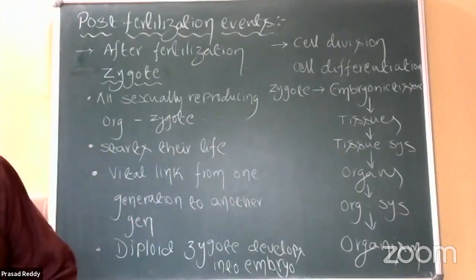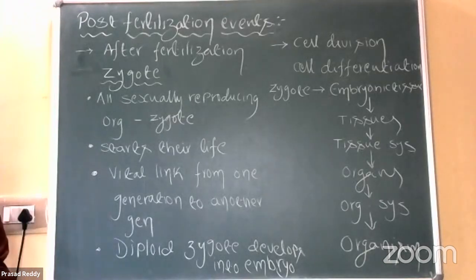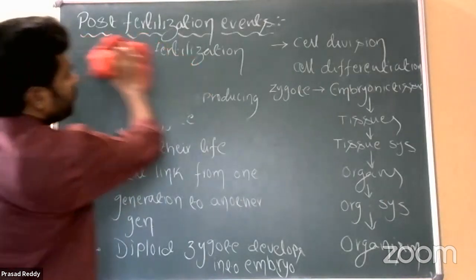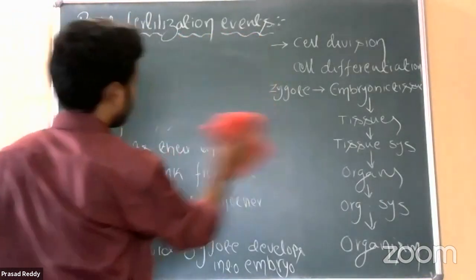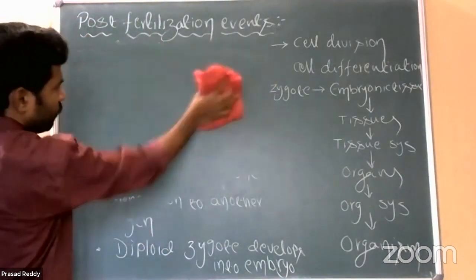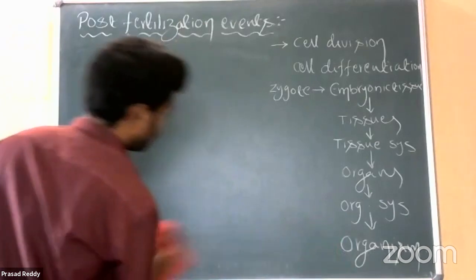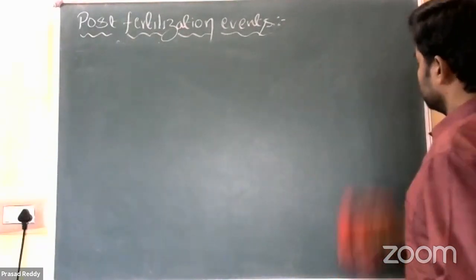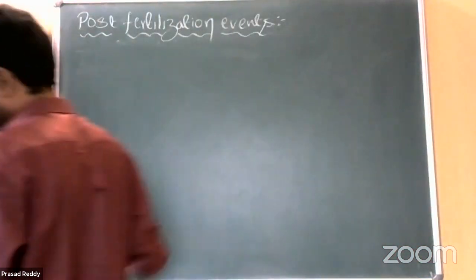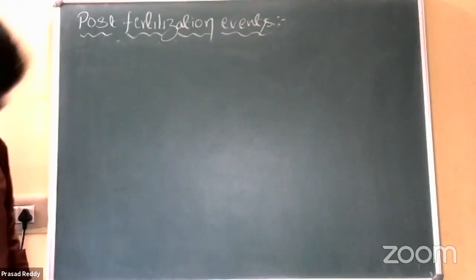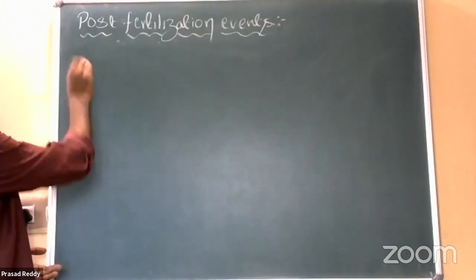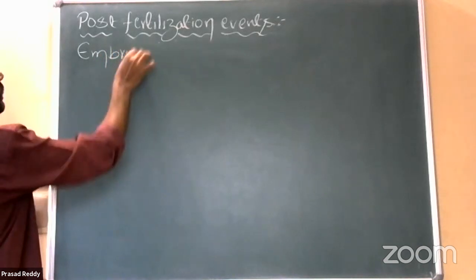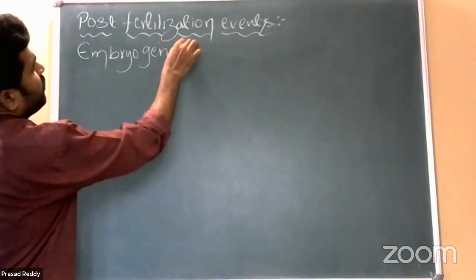Then now come to embryogenesis. So what is embryogenesis? Gradually a zygote develops into embryo. The process of development of embryo from the zygote is called embryogenesis. So the next event after fertilization is embryogenesis. What is embryogenesis?